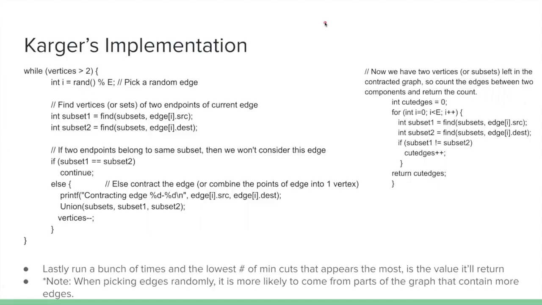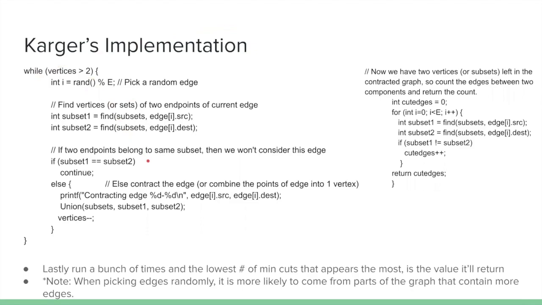Now let's look at some actual code. This is all written in C++. So the main part of the function that really does the algorithm is this while loop here. We're going to repeatedly loop until we only have 2 vertices left. So we're going to start off by picking that random edge, and then we're going to find the vertices, or the endpoints, of the current edge.